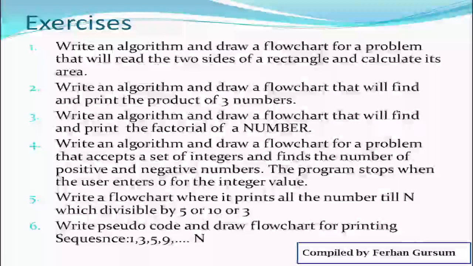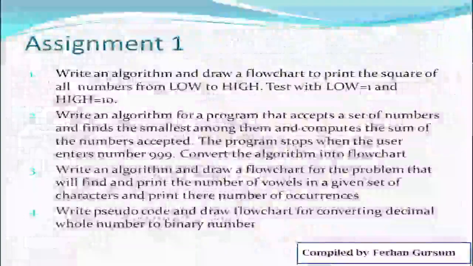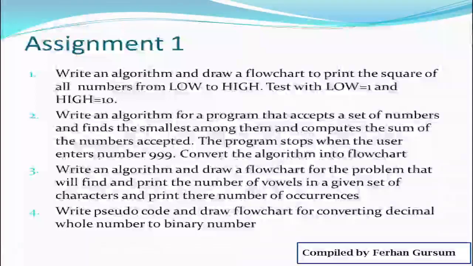This is the exercise. Now I am going to give you an assignment. There are 4 questions here. Write an algorithm and draw a flowchart to print the square of all numbers from low to high. Test with low equals 1 and high equals 10. Write an algorithm for a program that accepts a set of numbers and finds the smallest among them. Compute the sum of numbers accepted.